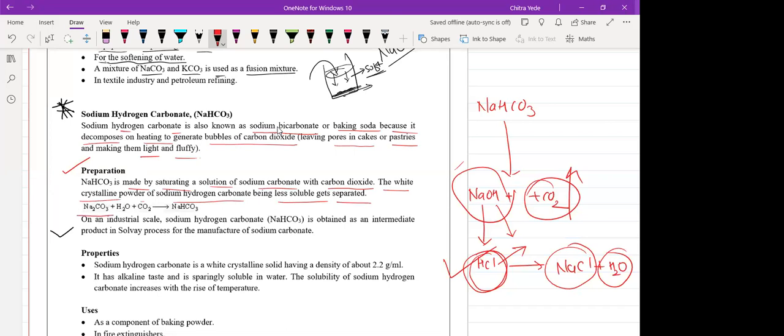Okay, so here we have sodium carbonate. We are supplying carbon dioxide with water, which gives sodium hydrogen carbonate. Here we have to multiply it by 2. Now the reaction is balanced. Okay, so this is the way sodium hydrogen carbonate is formed. Okay, everyone.